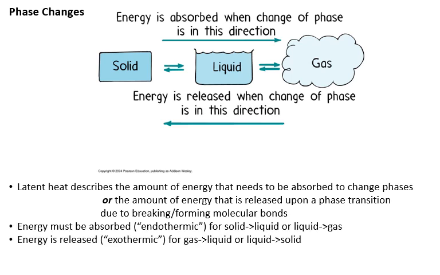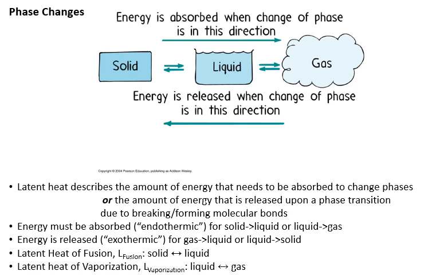Okay, so energy needs to be absorbed for solid to liquid or liquid to gas. That's an endothermic reaction. Energy is released for the opposite direction, gas to liquid or liquid to solid. That is an exothermic reaction. Going between solid and liquid, whichever direction, is referred to as the latent heat of fusion. If you're going from liquid to gas or gas to liquid, that is the latent heat of vaporization.